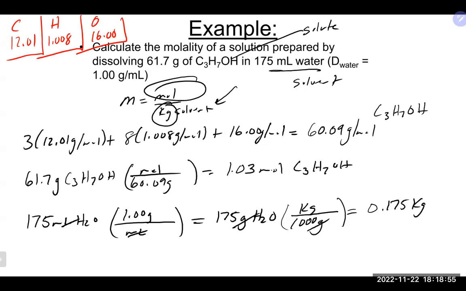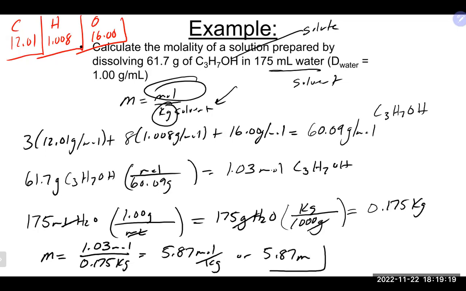At this point, we have everything we need to calculate the molality. So our molality here would be 1.03 moles over 0.175 kilograms. And that gets us 5.87. And you can leave it as moles per kilogram, or you can write 5.87 little m in that particular case. So I think we went over this before, but just a reminder, since this is actually really important for colligative properties, we use molality a lot in those sort of formulas. Any questions on that one there?